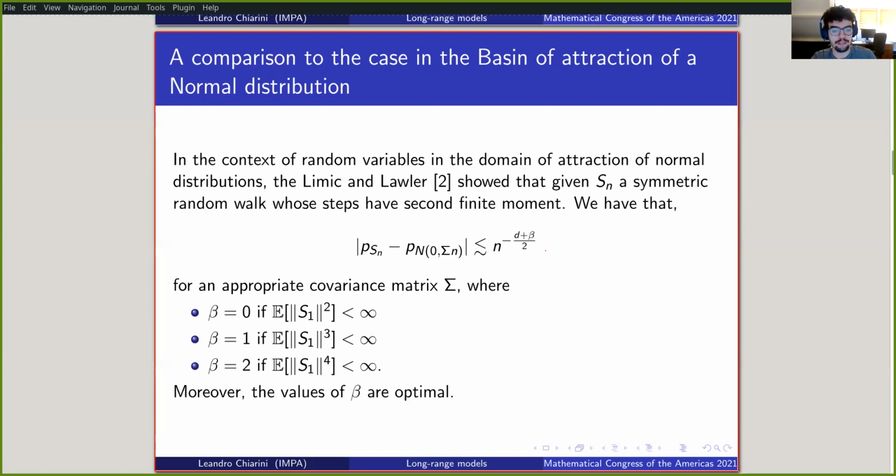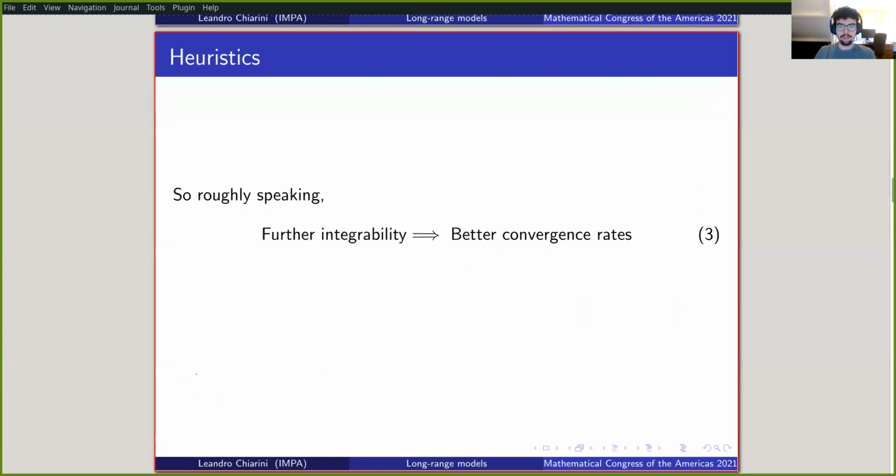But what is interesting to mention is that those values of beta are optimal in the sense that, given any rate here plus epsilon, I can get a random walk that is converging up to this speed. So it's really optimal in this sense. And looking at this list here, one might think that assuming further moments, so further integrability, implies better convergence rates for the density of your random walk, right?